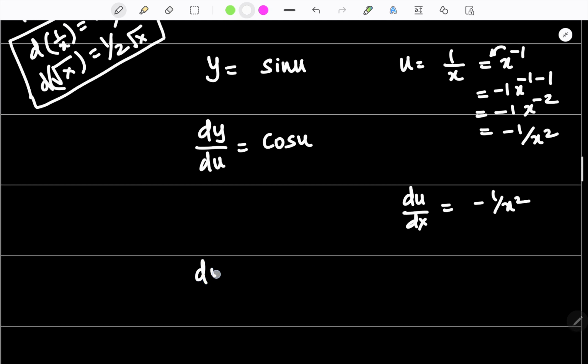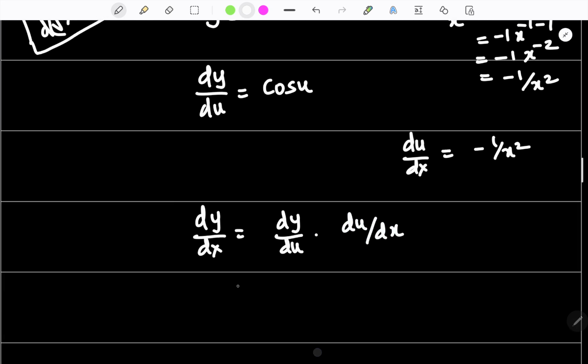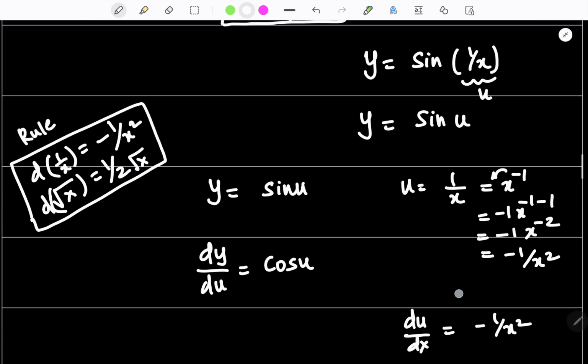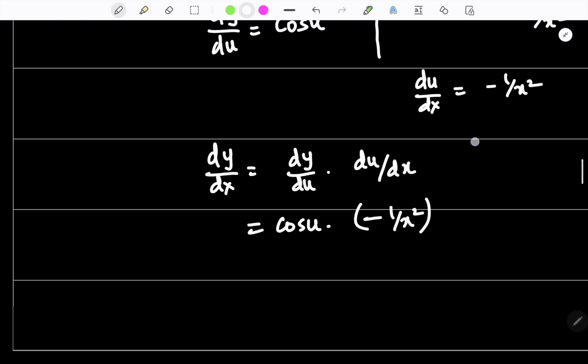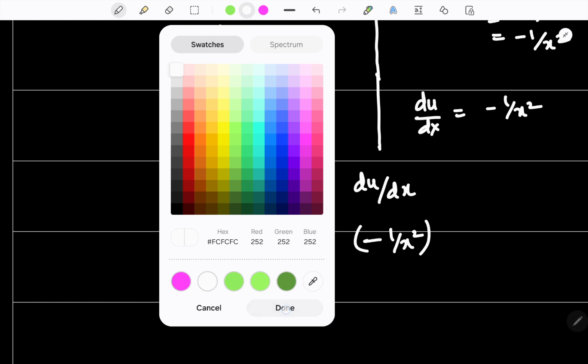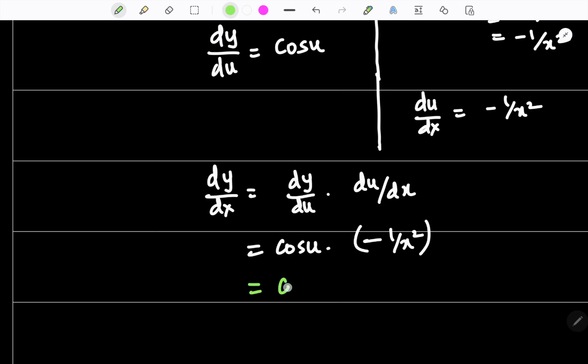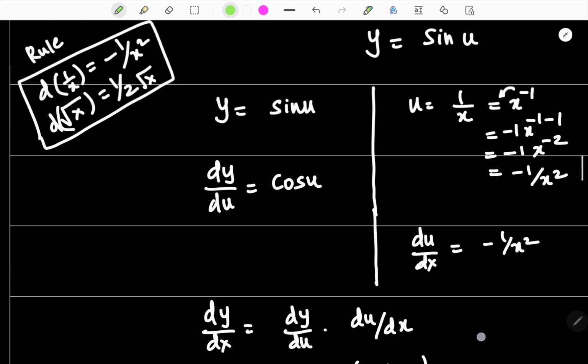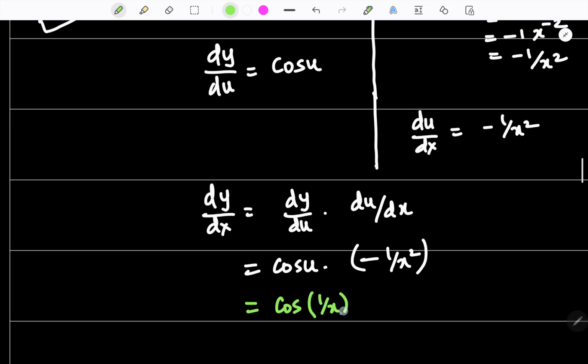So what is the rule? dy by dx is equal to dy divided by du times du divided by dx, which is equal to cosine u times negative 1 by x square. What is your u? u is 1 over x. So I'm going to put the value of u. Therefore this equals cosine of 1 over x, and then negative 1 over x square. This is your dy by dx.